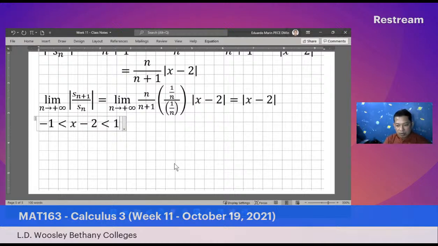Alright? So what would be the case? We could still manipulate this, adding 2 to neutralize for the values of x. So this would follow that if you will add 2 to this, so what you will have? So you have 1 less than x less than 3. Okay?